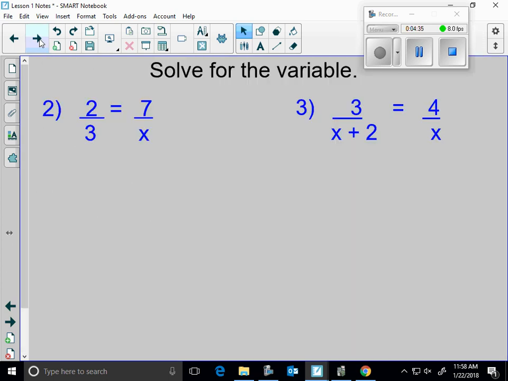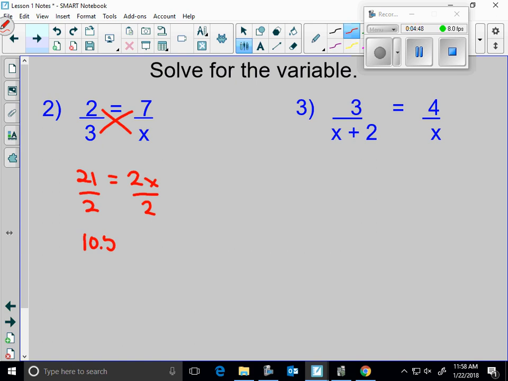Okay, so solve for x. Why don't you pause the video, go ahead and solve for x. When you come back, I'll work out some answers. All right, so I get 21 is equal to 2x. I divide both sides by 2. Looks like I get 10.5. That's an acceptable form. Another acceptable form would be 21 halves. Either of those, good to go.